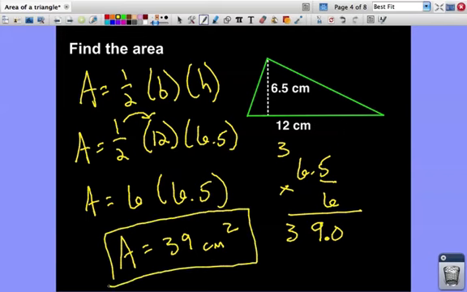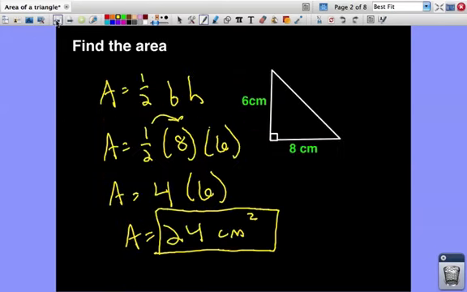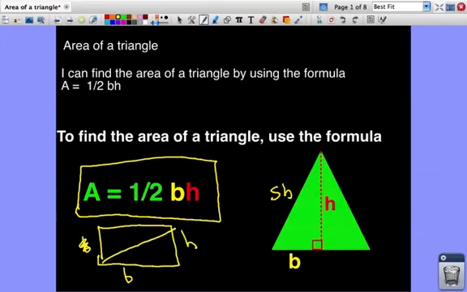I'm all done. That's it, you guys. Nothing else with regards to area of a triangle. Just remember, when solving the area of a triangle, use the formula area equals 1/2 times the base times the height, and do not use the slant height. We want the height that is perpendicular to the base.